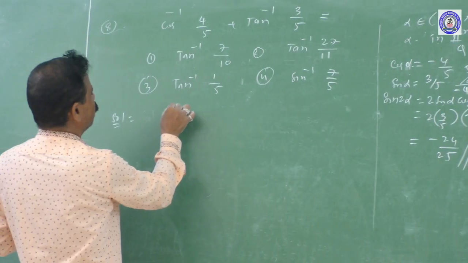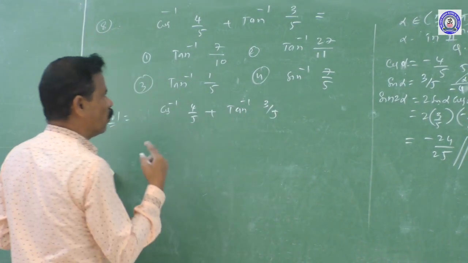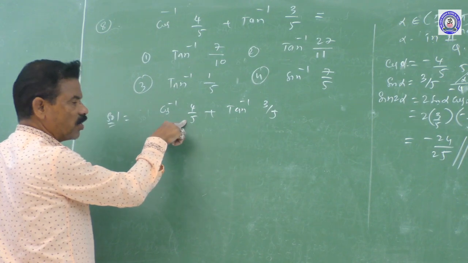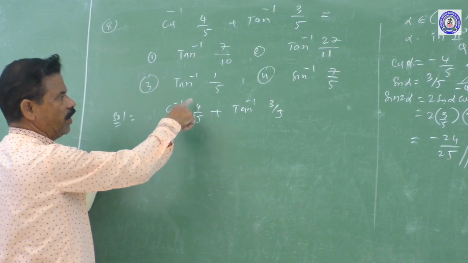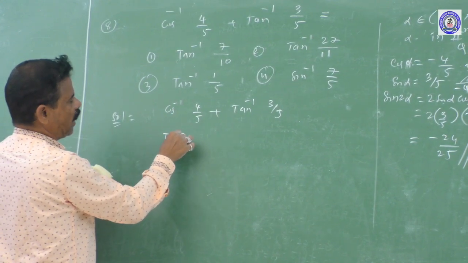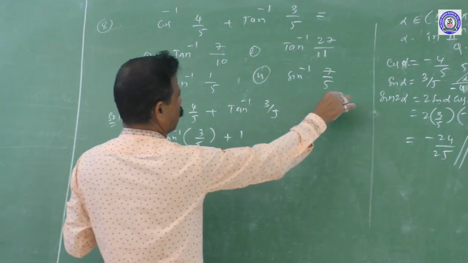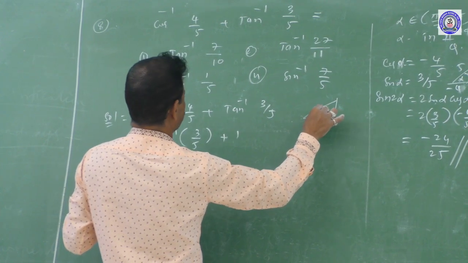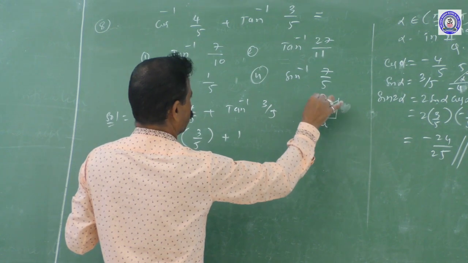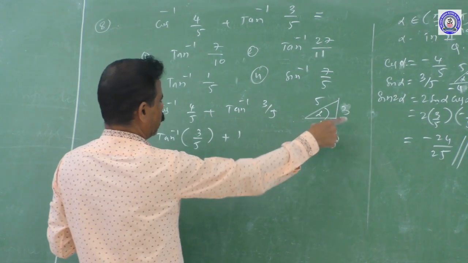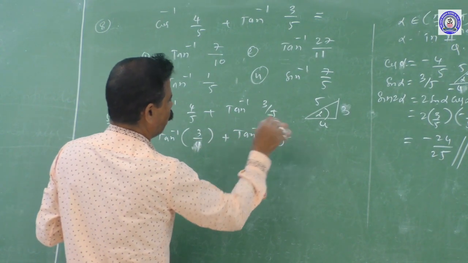Second option. Cos inverse 4 by 5 plus tan inverse 3 by 5 is equal to? So this cos inverse is converted to tan inverse. This is the adjacent, this is the hypotenuse, so here the opposite is 3 coming. So in terms of tan inverse it is 3 by 4. Otherwise by the triangle, suppose this is alpha, 4 by 5, this is 3, tan is 3 by 4, and this one is tan inverse of 3 by 5.